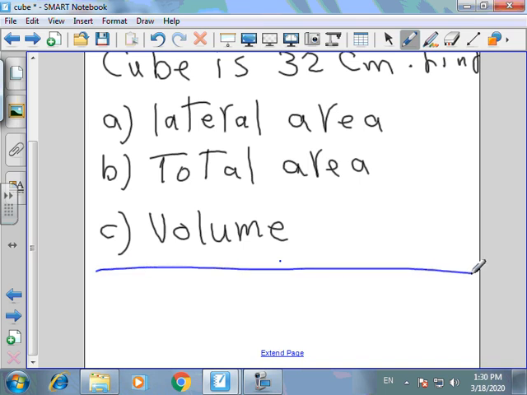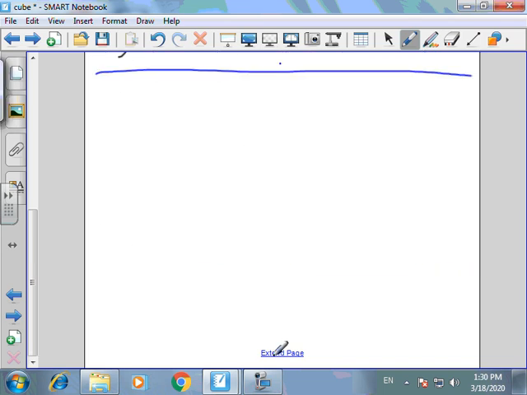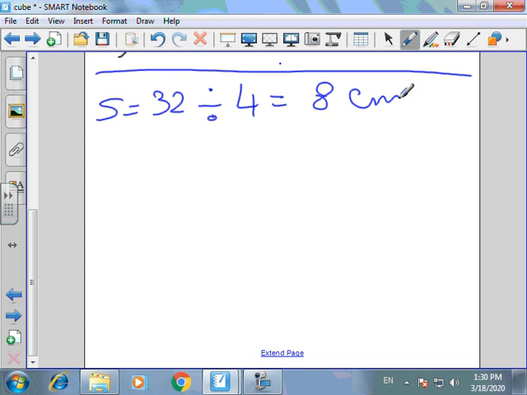So 32 divided by 4. Side length equals 32, which is the perimeter of one face, and the face is a square. So to get the side, we divide by 4, which equals 8 centimeters. Now we have the edge, or the side. Can we get the lateral area, the total area, and the volume? Yes. Now it's very easy.